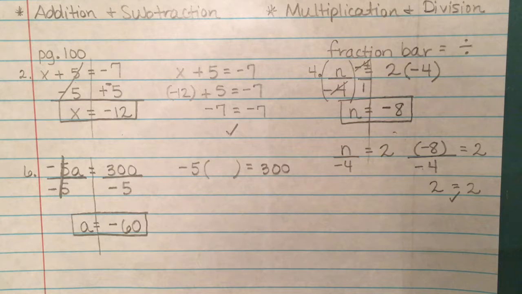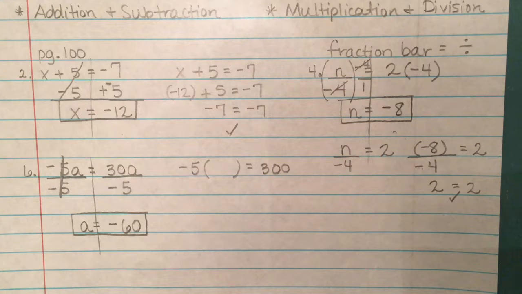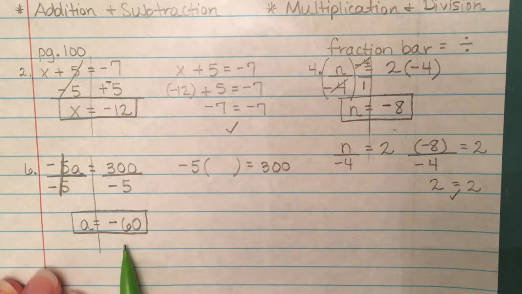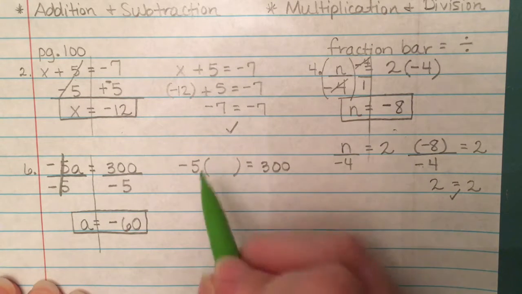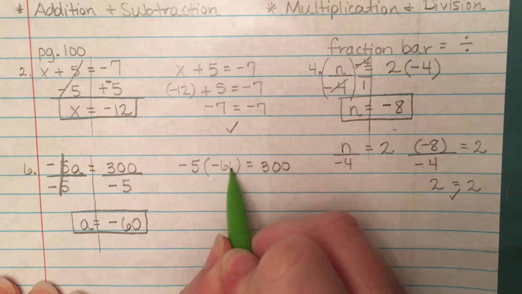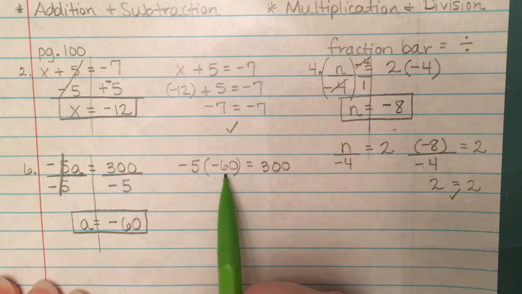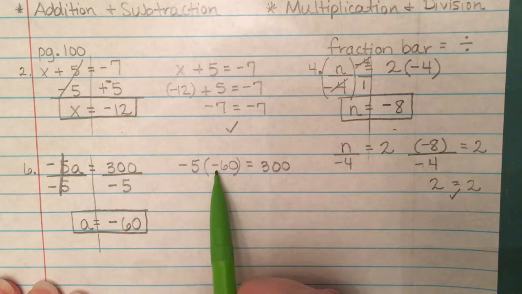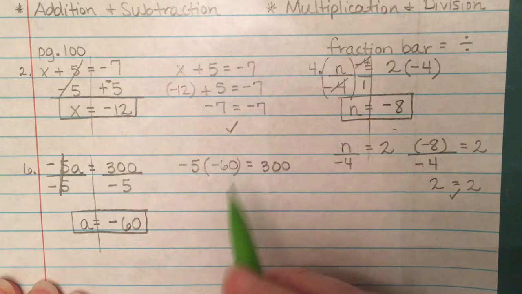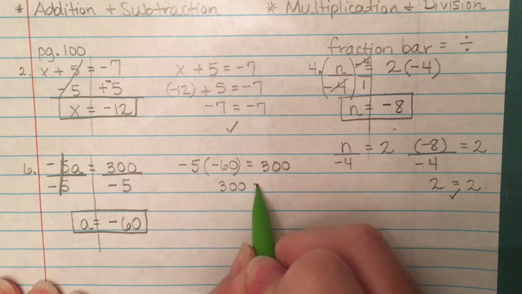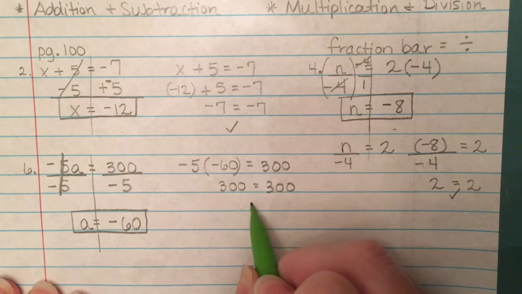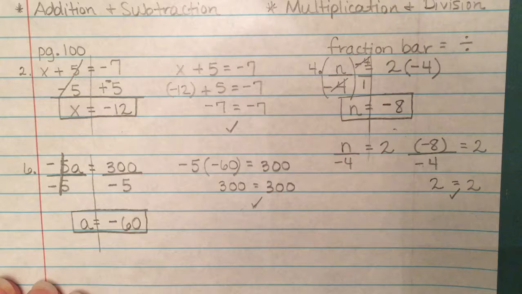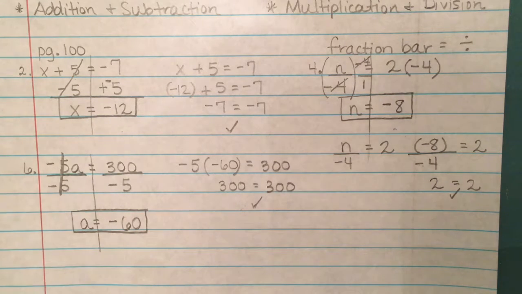So picking back up with Math 2, Lesson 2.5, we're on page 100, number 6. We're wanting to check this one here. We got negative 60 for A, so in place of A in the original problem, we're going to put in negative 60. A negative times a negative is a positive. 5 times 60 is 300. So here 300 equals 300. Yes, this problem checks. So indeed our answer is negative 60.